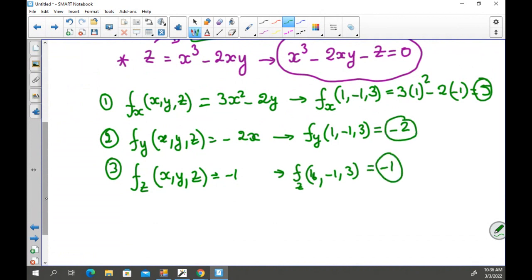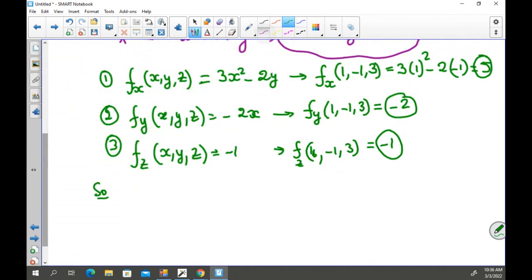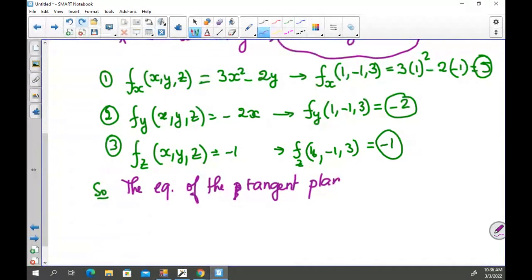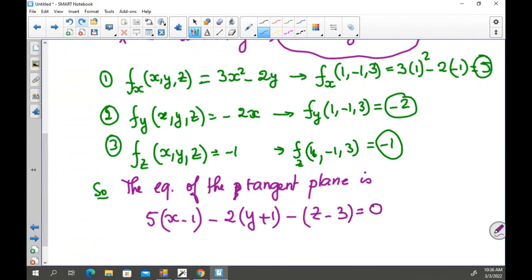Okay, great. Now, that means the equation of the tangent plane, maybe I should say, is 5 times (x minus 1) minus 2 times (y plus 1), and then minus 1 times (z minus 3) equal to 0.